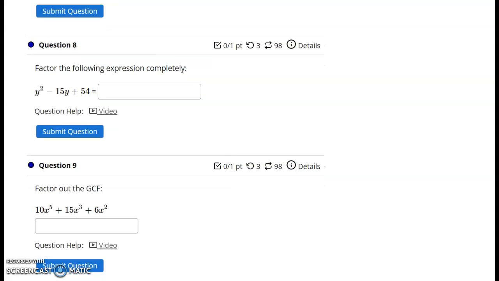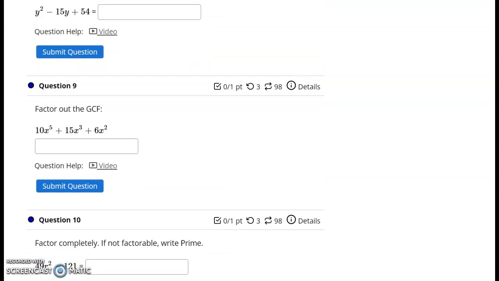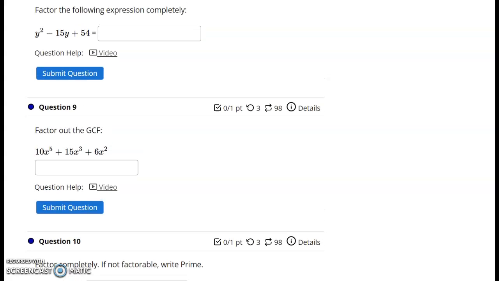So 8, actually, we're going to skip 8. Now we'll look at it. So 8, since there's only a 1 in front, or basically no coefficient, well, it looks like no coefficient, but it's really a 1. What we can do here is just look for factors of positive 54 that add up to negative 15.